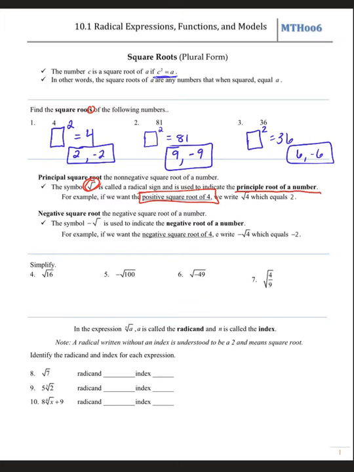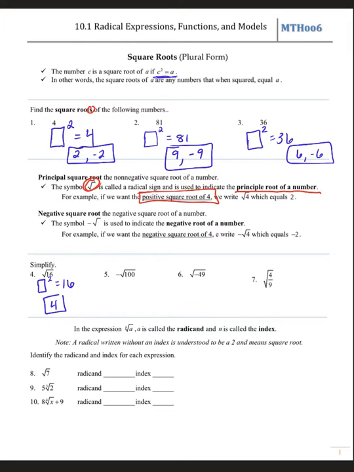Okay, so let's go ahead and start simplifying these. We want to simplify, what is the square root of 16? Again, we can think of this just like we did in the first 3 examples. What number squared is going to give me a 16? Again, we're only looking for the positive. So what number squared? That would be a 4.